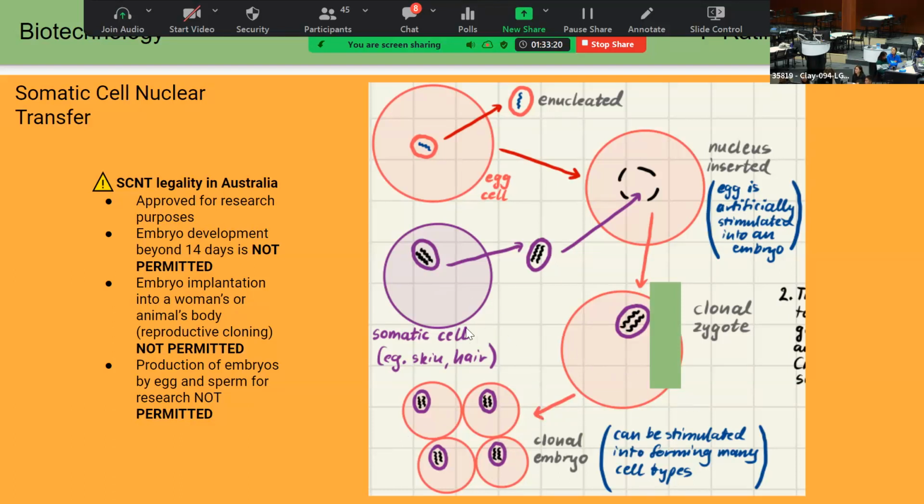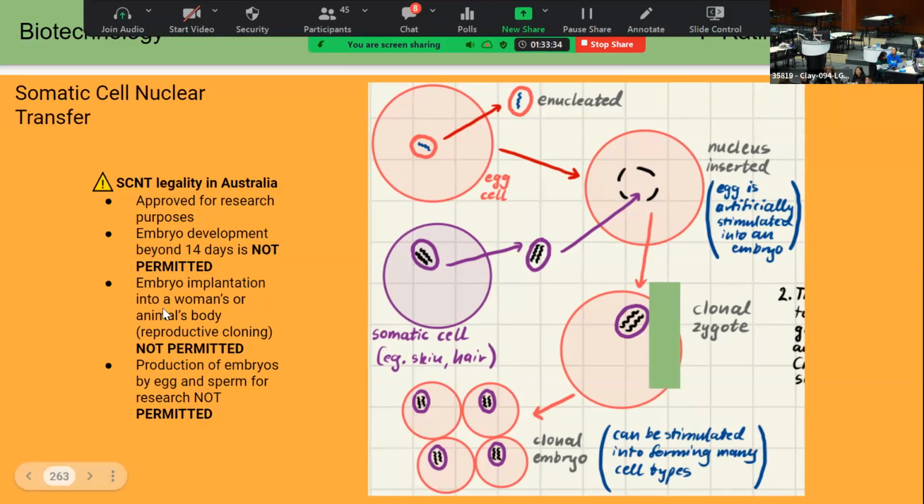Then when it duplicates, it becomes an embryo and a clone of this cell here, and it can form into different cell types. Note here that it's approved for research, but embryo development beyond 14 days is not permitted. You can't implant it into a woman or animal's body, and you can't produce embryos by egg and sperm for research.